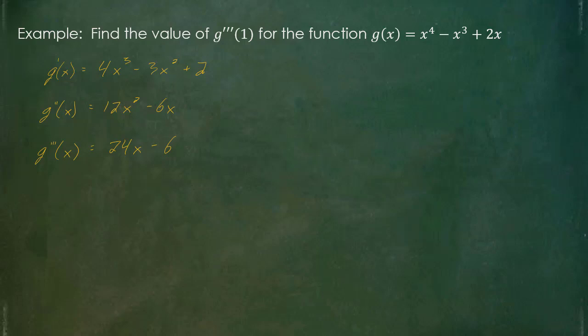Now it wants us to find a specific value, so to find g triple prime of 1, I would just plug 1 in. It would be 24 times 1, then take away 6, so that would really just be 24 minus 6, which turns into 18. So the value of the third derivative of this function at 1 would be 18.